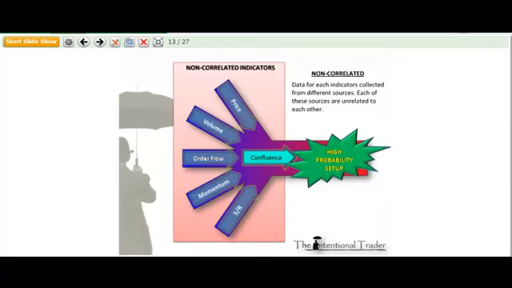Okay? Doesn't mean it's always going to win. Of course not. The markets are going to do what they're going to do. But you've got a high probability setup when all of these indicators, all of these different sources of data are in agreement with each other.